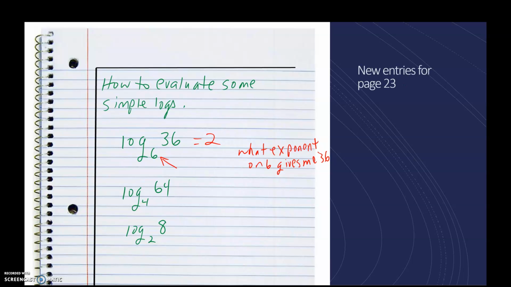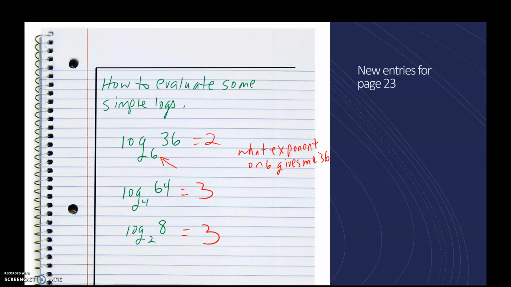Similarly, I get down to this next one and I go, what exponent on the 4 gives me 64? And that's a cube. So that's 3. And the same thing, 2 to what power is going to get me 8? 2 times 2 times 2. So it's 3 of those. Oh my God, I miswrote that. Erase. It's just 3. The 2 cubed is 8. So that's how you can real quickly evaluate these.